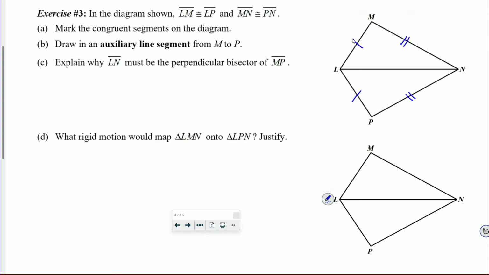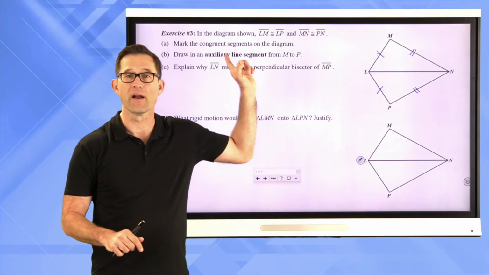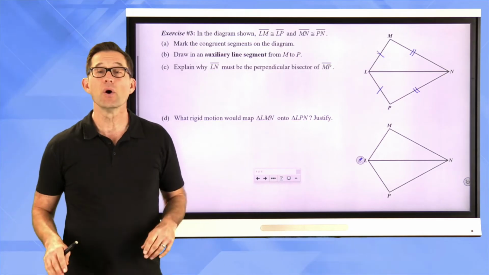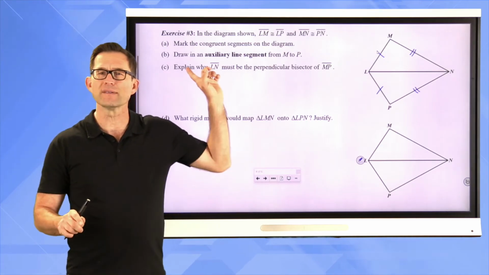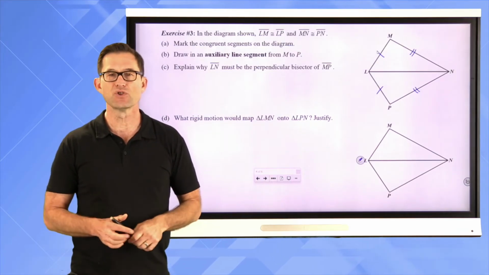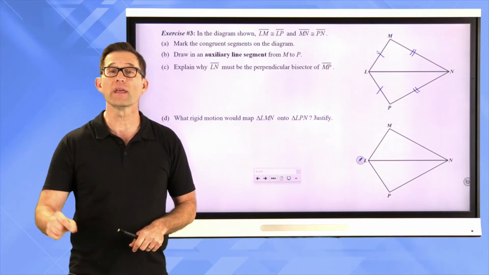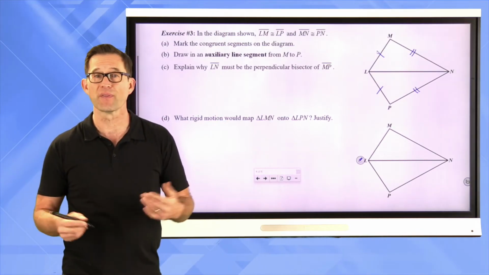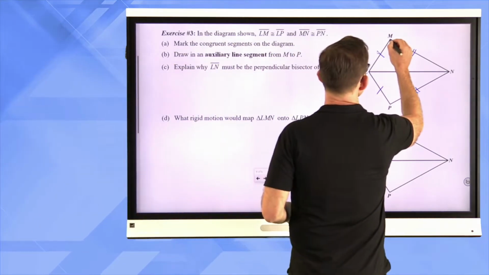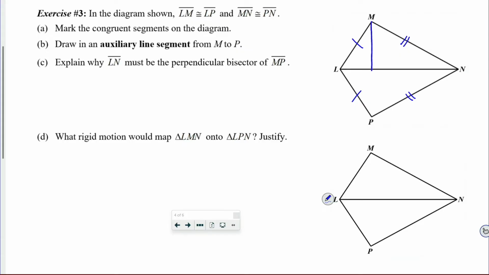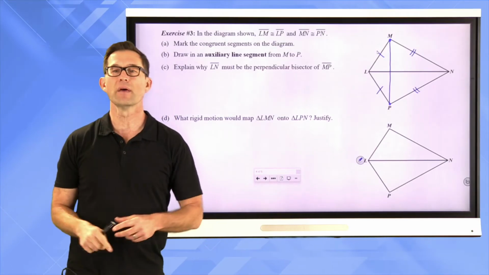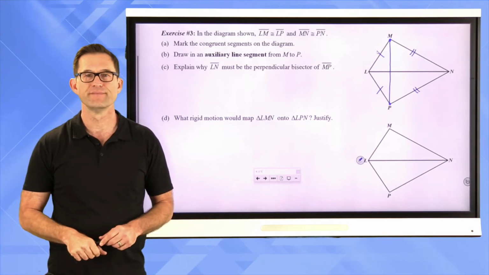All right, letter B. Draw in an auxiliary line segment from M to P. I always have a problem pronouncing that word, auxiliary. So what is that bold-faced thing? Sometimes in geometry, we need to draw in a line segment or a line that isn't already in the diagram to help us understand something that's going on. So it's an extra line segment or line that's drawn in that will help us prove something. So I'm just drawing in segment MP. Make sure you draw it in as well.